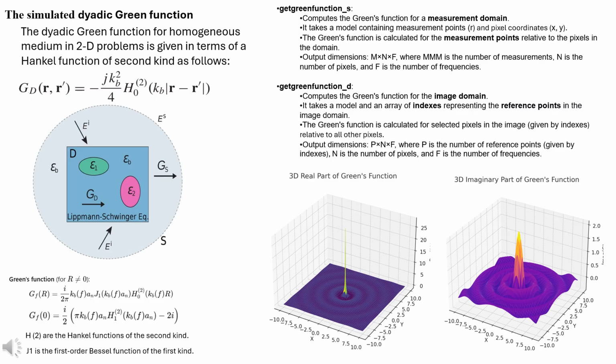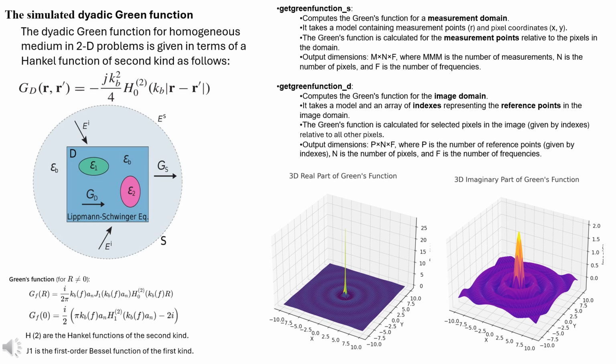In this slide, we will explore the formulation, application, and computation of the dyadic Green function, particularly in the context of 2D electromagnetic problems in a homogeneous medium. We begin with the mathematical definition of the dyadic Green function for a homogeneous medium, denoted GD. This function is crucial for solving wave propagation problems and is expressed using the Hankel function of the second kind, which models how waves radiate in cylindrical coordinates in 2 dimensions. Kb represents the wavenumber of the background medium.